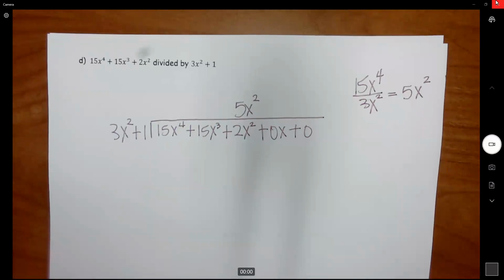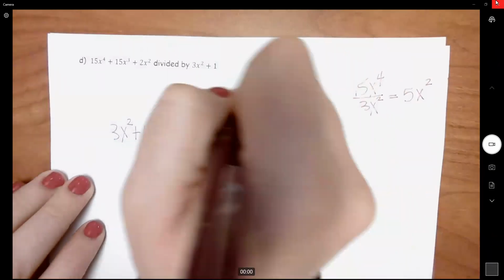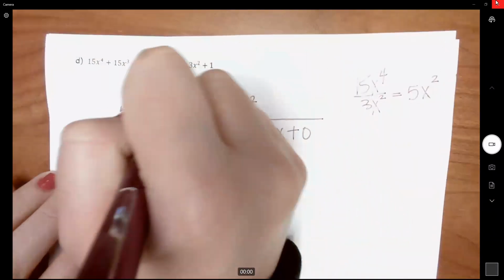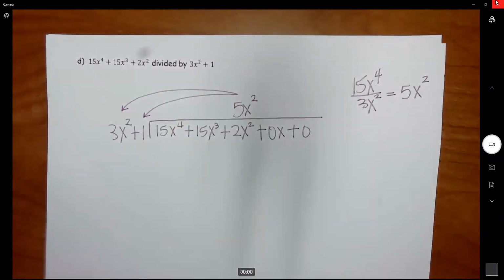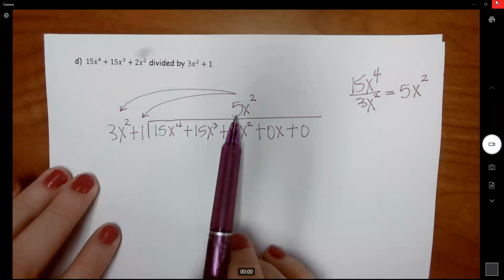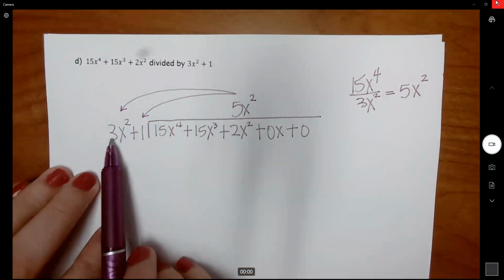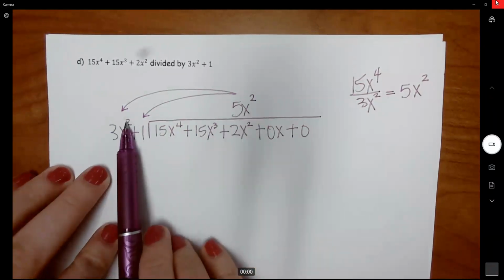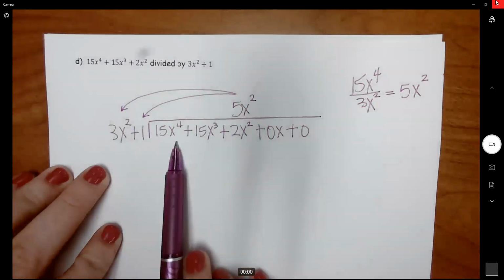Okay, now what I've been saying has probably been like a duh kind of a thing, but here's why I've been saying it this whole time. When you take this and distribute it back, put things under its like column. 5x squared times 3x squared is 15x to the fourth. That's going under my fourth column.